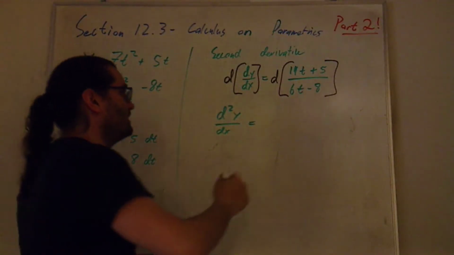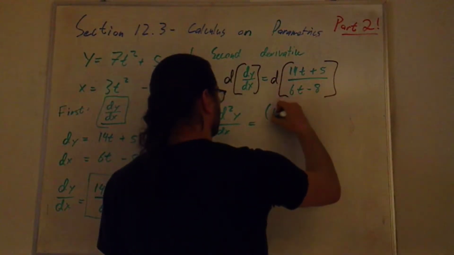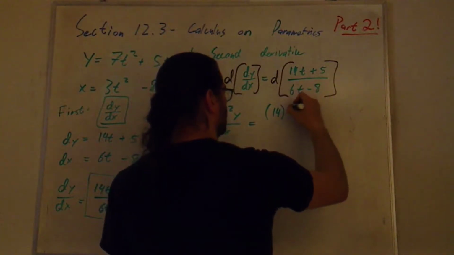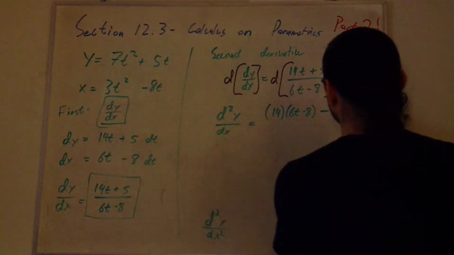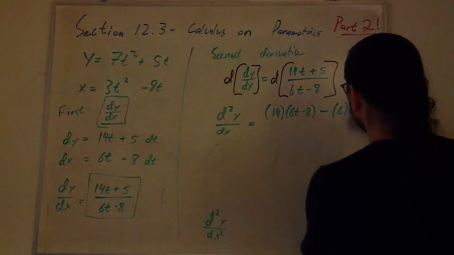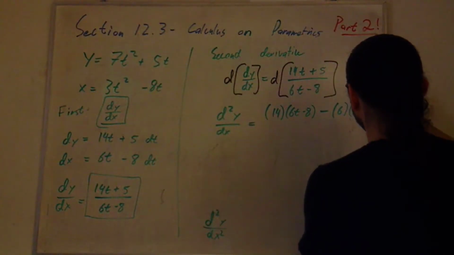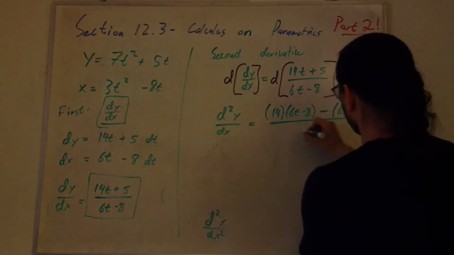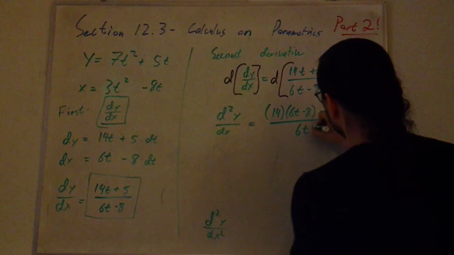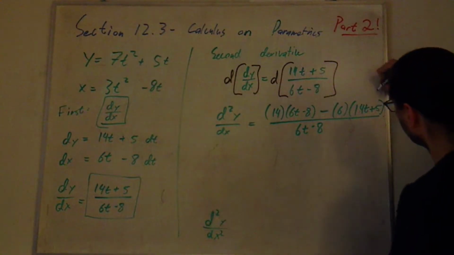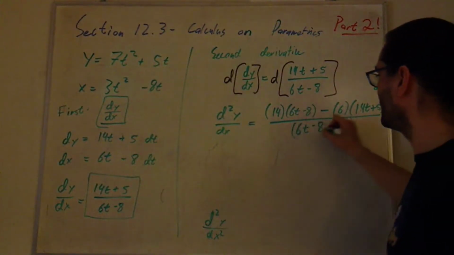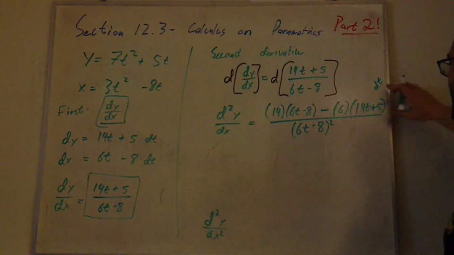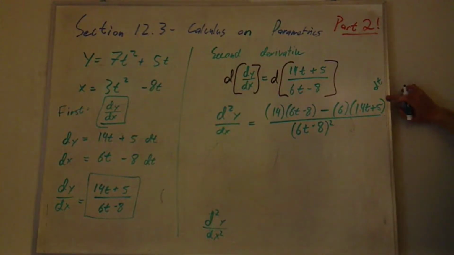Quotient rule says that I need the derivative of the top, which is 14, times the bottom, which is 6t minus 8, minus the derivative of the bottom, which is 6, times the top, which is 14t plus 5, all over the bottom squared, 6t minus 8 squared. And I'm going to attach a dt to the end of the whole thing. I ran out of room on my whiteboard, forgive me. Pretend the dt is attached at the end of this.